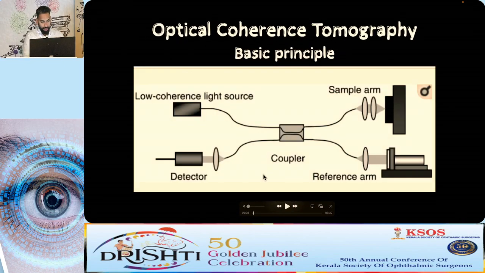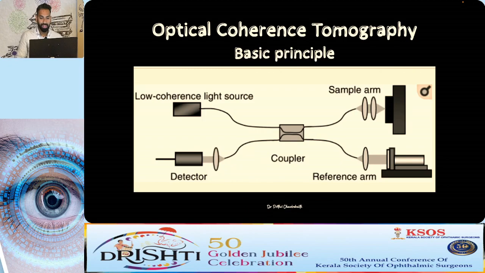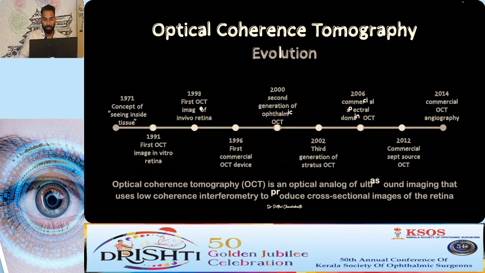So as we all know, optical coherence tomography, or OCT, the basic principle is a low coherence light source which goes to a coupler, gets split and goes to the sample arm, that's the tissue which we want to examine, and then one goes to the reference arm. When it comes back, it has a small difference or interference. This interference is detected by the detector and gives the image. So this is the basic principle, that's Michelson's interferometer principle.